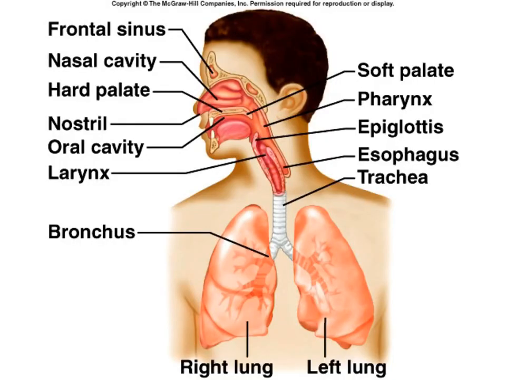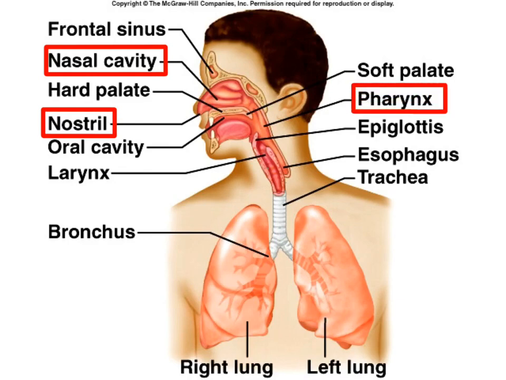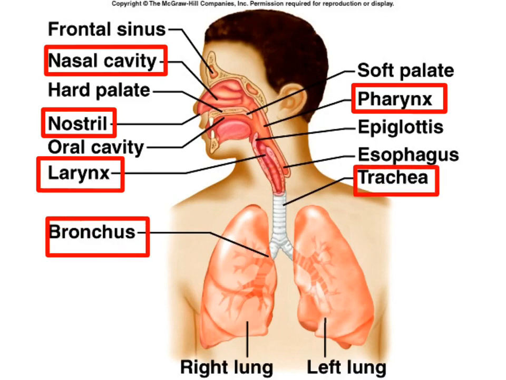The major organs of the respiratory tracts are structures that the air actually passes through. So structures like the nostril, which is the opening to the nasal cavity, then the nasal cavity, then you've got the pharynx, then you have the larynx, then you have the trachea, the bronchus, and the right and left lung. Those are all structures that the air actually passes through.